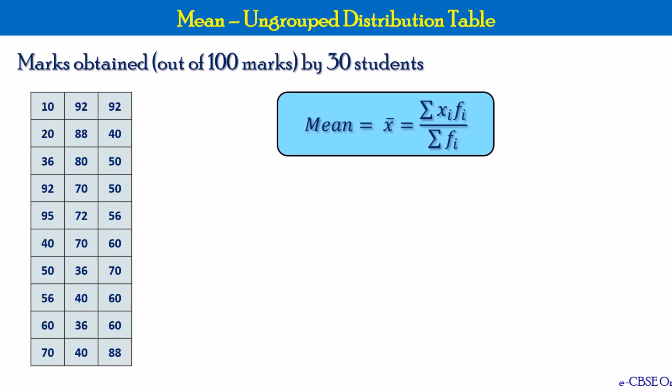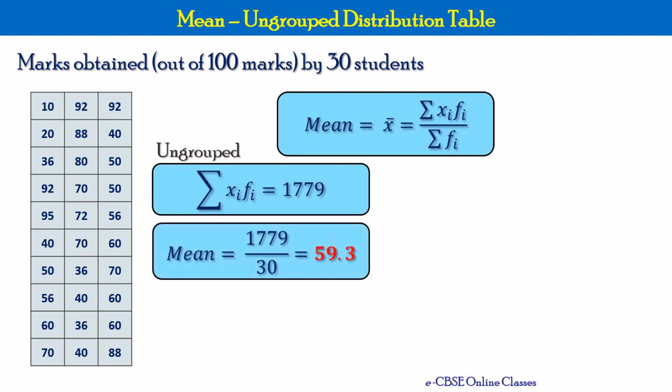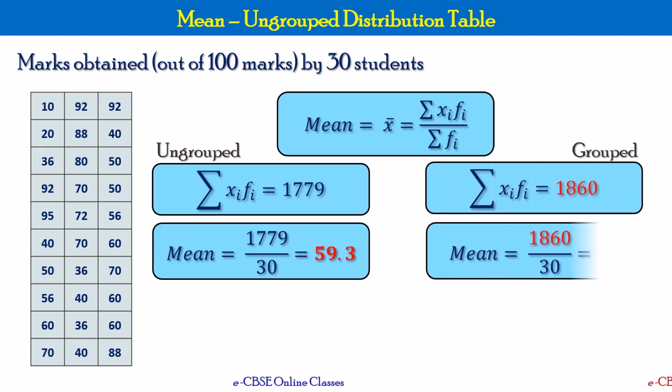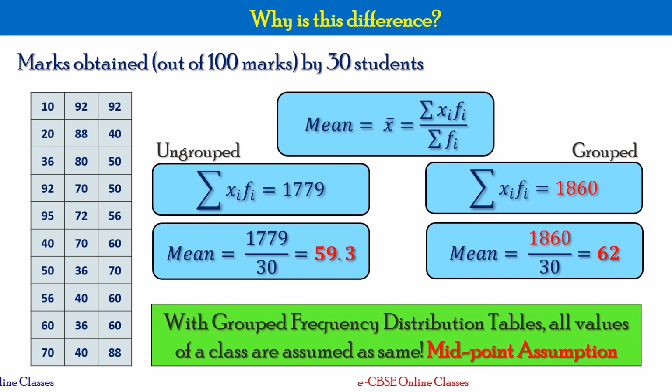We have used the same formula as with the ungrouped. The sigma xi fi is 1779 and the mean is 59.3. With the grouped distribution table, sigma xi fi is 1860 and the mean calculated is 62. And why is this difference? The difference is because with the grouped frequency distribution tables, all the values of a class are assumed to be the same. This is also called the midpoint assumption. Okay, this is why the mean calculated from the grouped distribution tables is different from the value that we have calculated using ungrouped frequency distribution tables. Okay, please remember this.